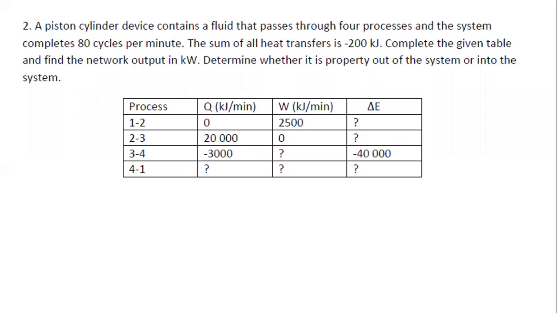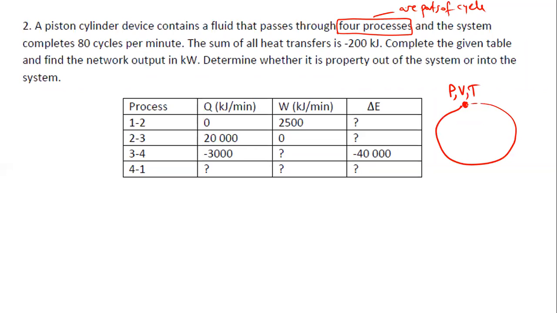We have the piston cylinder device, and there are 4 processes. These 4 processes make a cycle. So these 4 processes are parts of a cycle. It means that I start at some point with a pressure value, a volume value, a temperature value, and the system does some work and goes back to the same point, so that the initial and the final points are the same. This is the cycle. That is the meaning of the cycle.